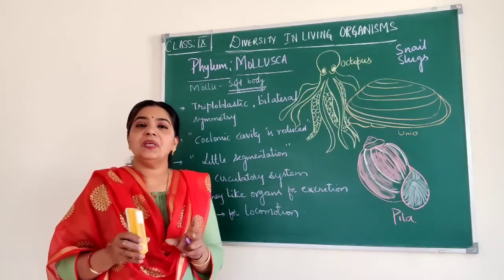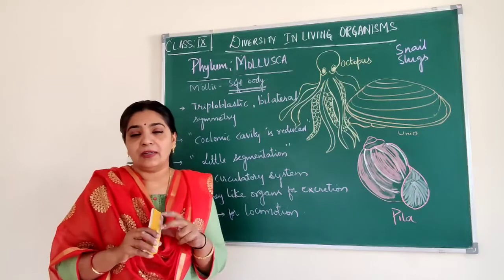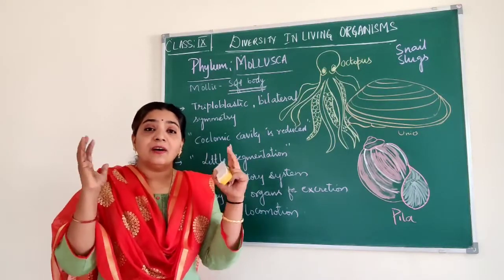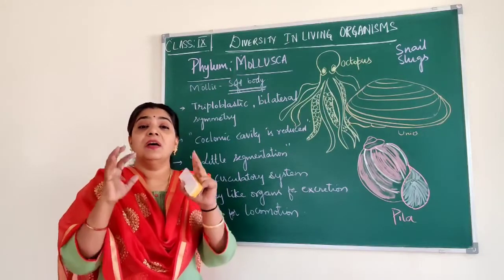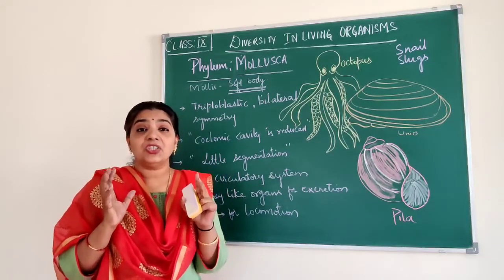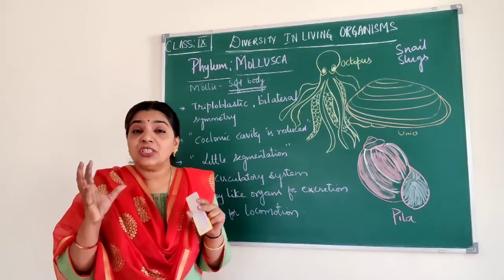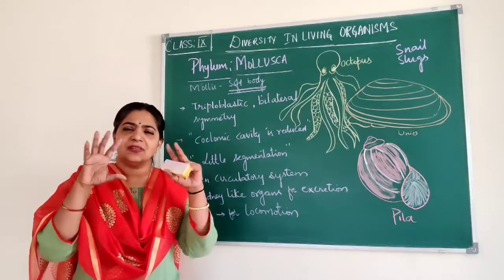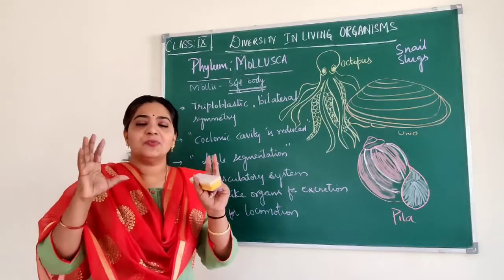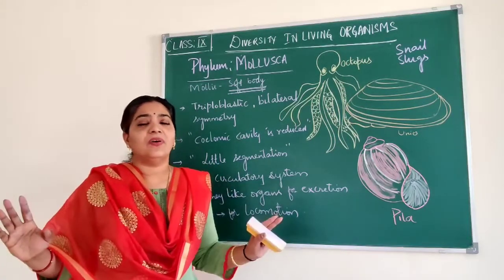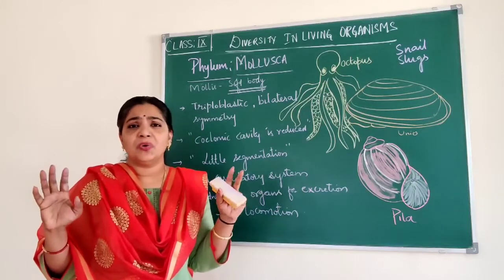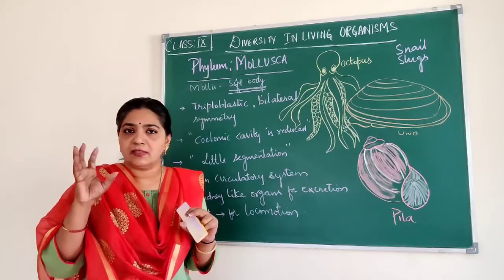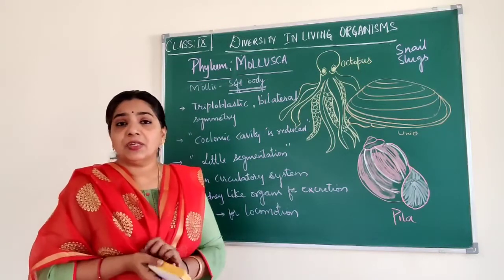Usually the organisms included under this phylum have a soft body, and the soft body is covered or enclosed within a hard calcareous shell. They are called the shelled animals because the soft body has this protective covering. Almost all the organisms, except for one or two, have this hard calcareous covering, the shell. The shell is made up of calcium carbonate.